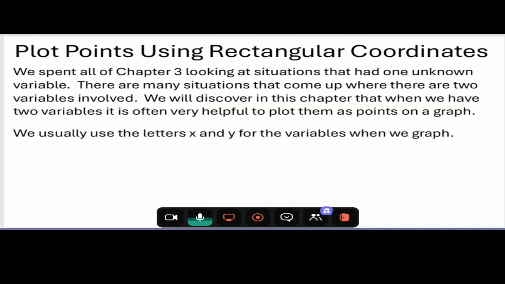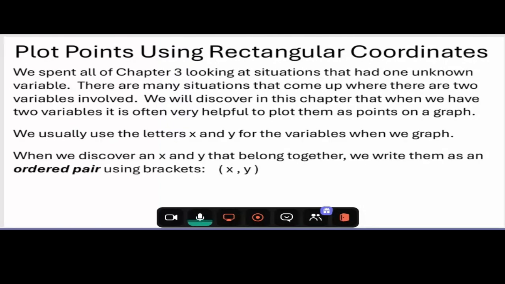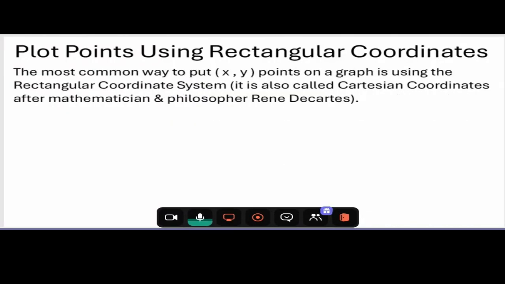So yeah, we usually use x and y for these variables. And when we talk about an ordered pair, we're talking about an x and a y that belong together. They go together. Okay, there are actually multiple ways to graph points, but the only one we're going to look at here, and it is the most common one, is something called rectangular coordinates, or actually officially usually called Cartesian coordinates, named after Rene Descartes. You may or may not know of Rene Descartes. He's the "I think therefore I am" guy. So he was a philosopher as well as a mathematician.